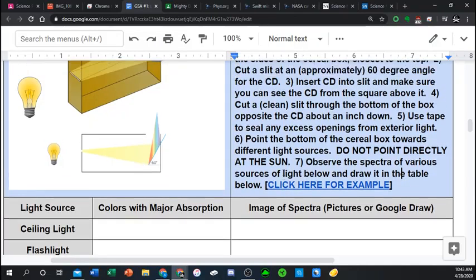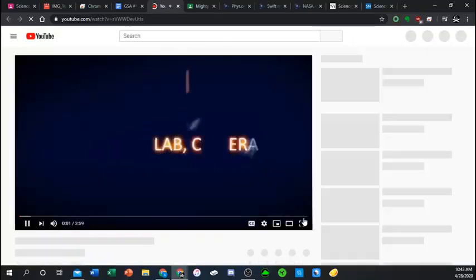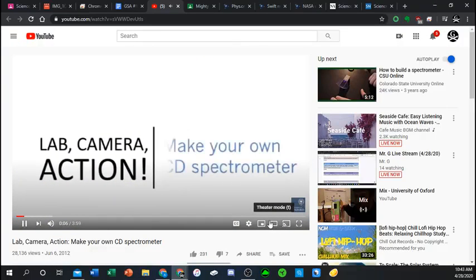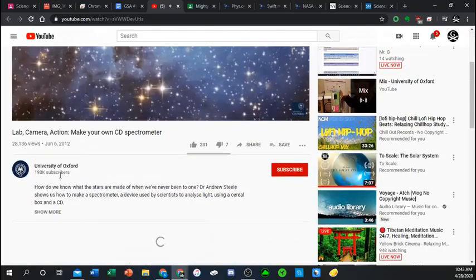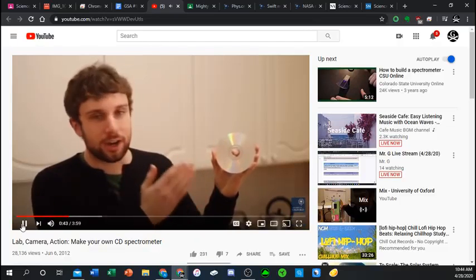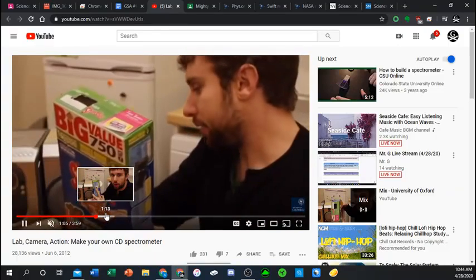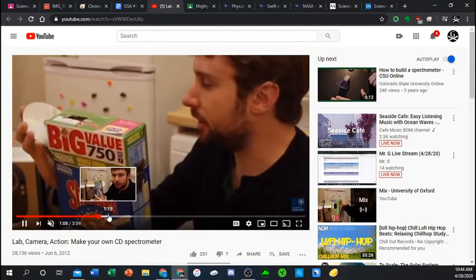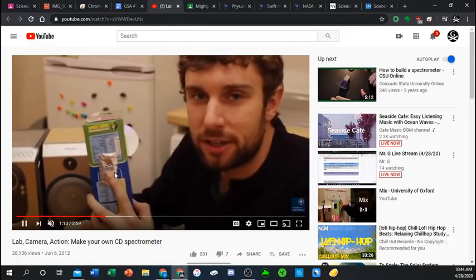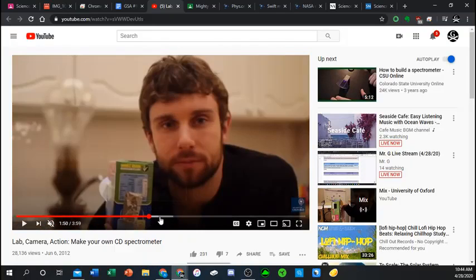If you need help, obviously ask questions, but here I linked in a video of a doctor working at, I think, Oxford? Yeah, University of Oxford, and he's building his own spectrometer. He has his cereal box. He did it vertically instead of horizontally. Viewing window, slit, CD. He used aluminum foil to make that cut more clean, and that will allow better spectra.